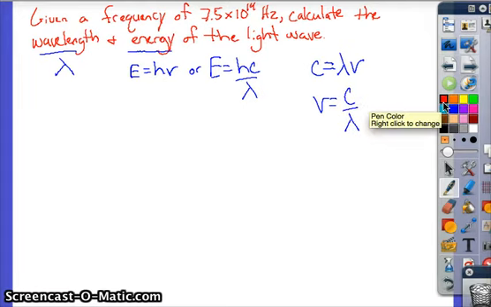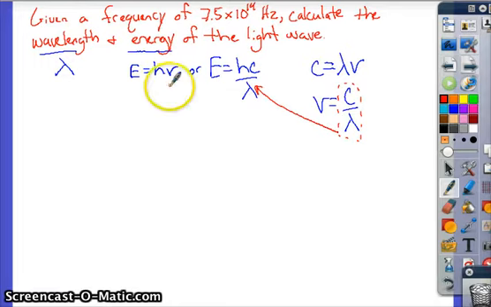If you notice, all I'm doing is substituting this equivalent into this equation. So where you have frequency here, I substituted what frequency equals into the energy equation. You can use either to solve for this problem.